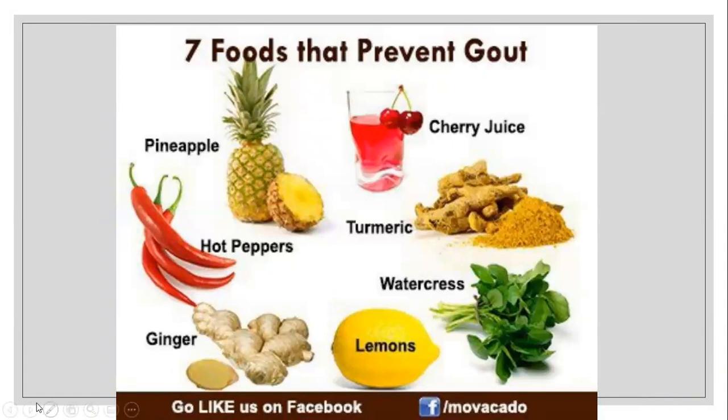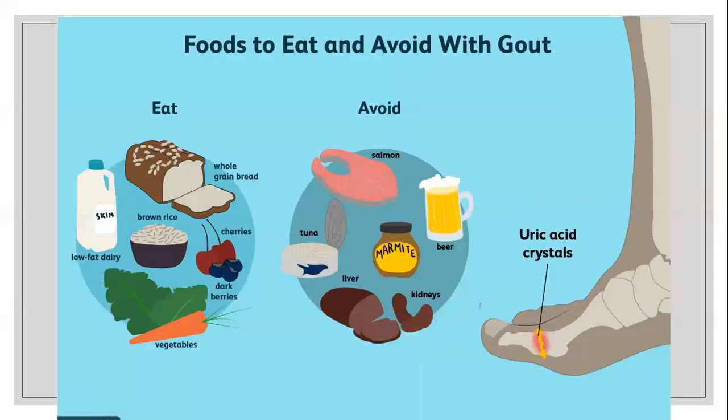Here we can see a very colorful, beautiful picture, 7 foods that prevent gout: cherries, pineapple, hot pepper, ginger, turmeric, watercress, and lemon. Here we can say food to eat and food to avoid with gout.